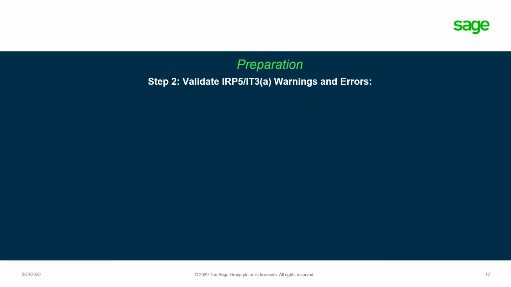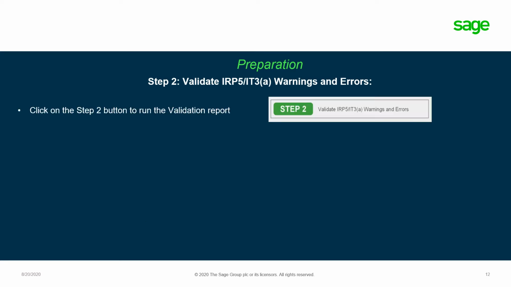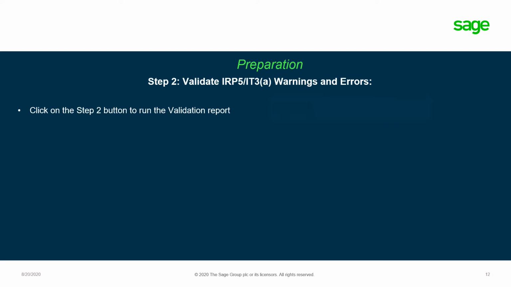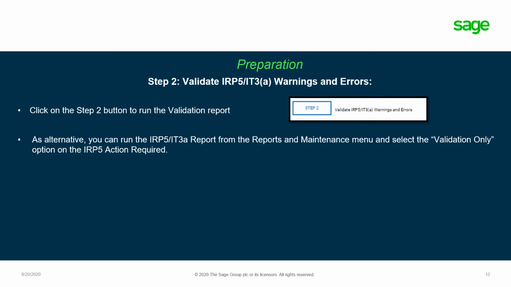Step 2. Validating the IRP5 IT3A warnings and errors. Click on the Step 2 button to run the validation report. As an alternative, you can run the IRP5 IT3 report from the Reports and Maintenance menu and select the Validation Only option on the IRP5 action required. All errors and warnings identified on the validation report should be corrected on the payroll.